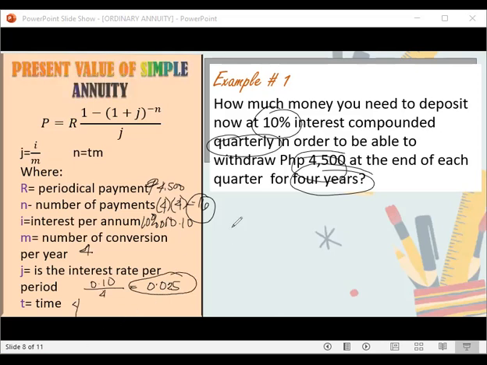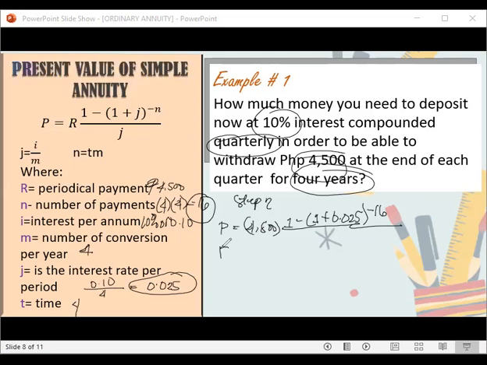What we are going to do is substitute it to our formula. So, step 2, present value are 4,500 times 1 minus 1 plus j, 0.025. And don't forget the exponent, negative 16. Okay, again po ha, present value, negative yung exponent niya. So, next is, copy ko lang, 4,500. Next step is to solve kung ano yung nasa loob ng parentheses.